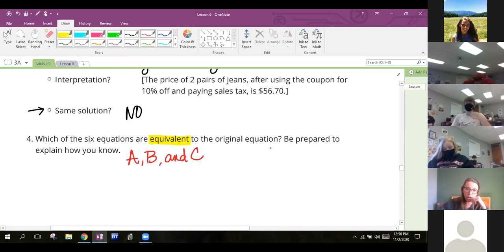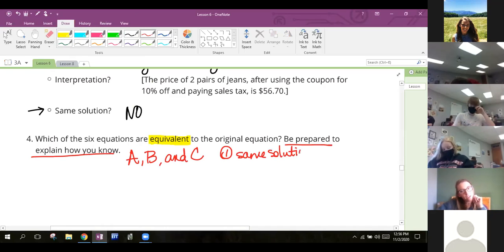All right, so it says be prepared to explain how you know. How do we know they are equivalent? Because they have the same solution. And Braden, you said the other reason a second ago. What was it? We did them on both sides. That's it. Okay. Is that what I said? Yep.